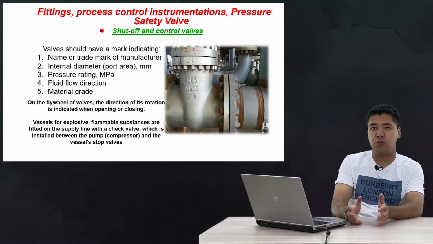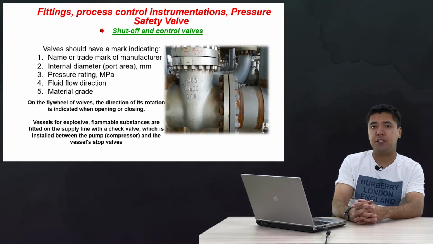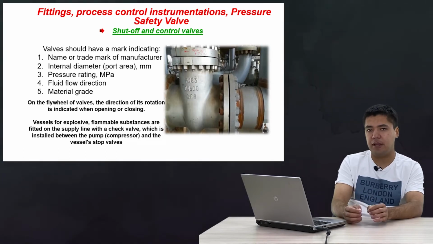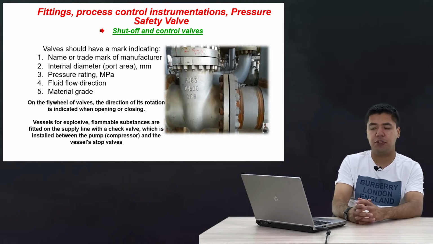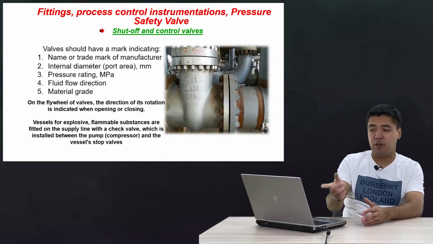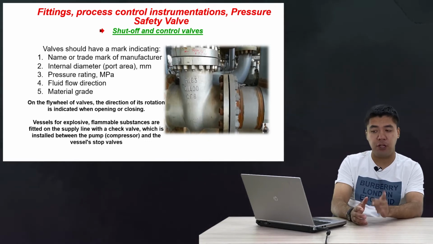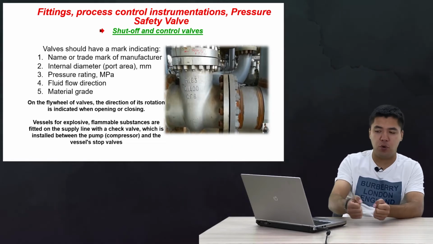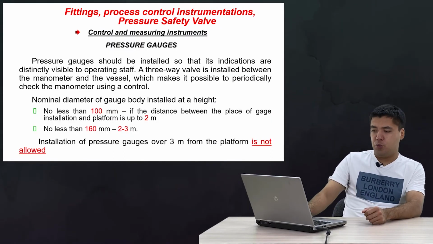And all shut-off and control valves must contain the following information on the body, or they need to have special labels, and on that label you may see information like the name or trademark of the manufacturer, the internal diameter of the shut-off valve, the pressure rating in megapascals, fluid flow direction, and material grade. If you remember, I told you about fluid flow direction, and on the flywheel of valves the direction of its rotation is indicated when opening or closing. And we need to go to the next slide.